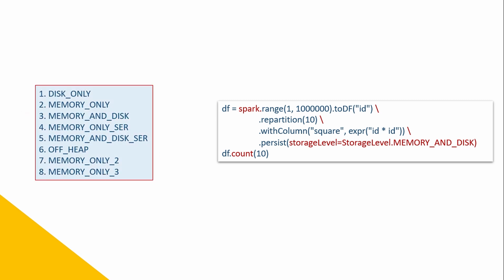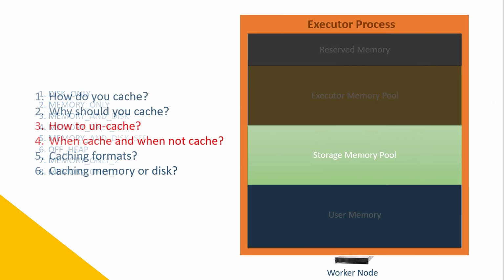Here is an indicative list of available constants. You can refer to the documentation for more exhaustive list. The numbers 2 and 3 in these constants represent the replication factor. Great, that's almost all except 2 questions. How to uncache? When should we cache and when should we avoid caching your data frames?